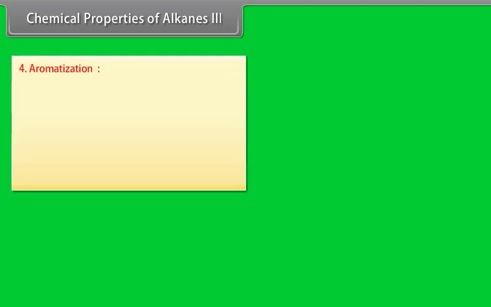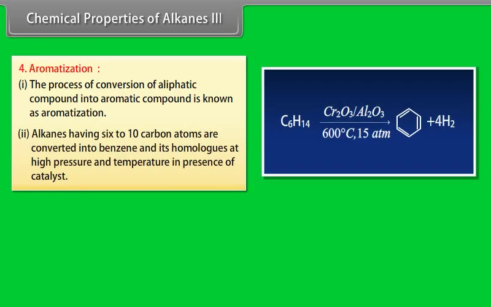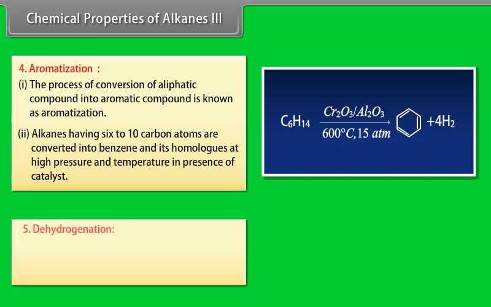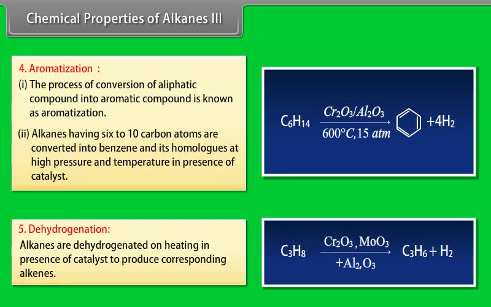Chemical properties of alkanes, Part 3. Aromatization. Number 1: the process of conversion of an aliphatic compound into an aromatic compound is known as aromatization. Number 2: alkanes having 6 to 10 carbon atoms are converted into benzene and its homologues at high pressure and temperature in the presence of a catalyst. Dehydrogenation. Alkanes are dehydrogenated on heating in the presence of a catalyst to produce the corresponding alkenes.